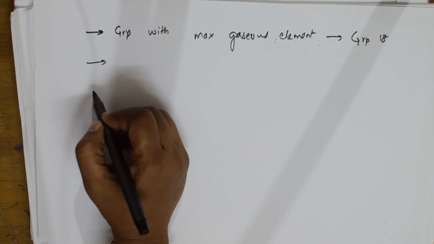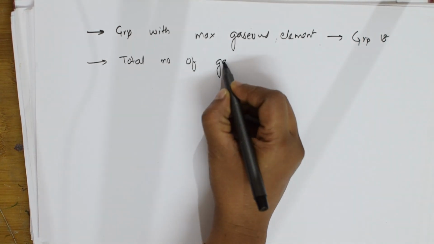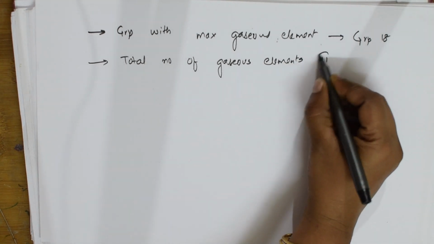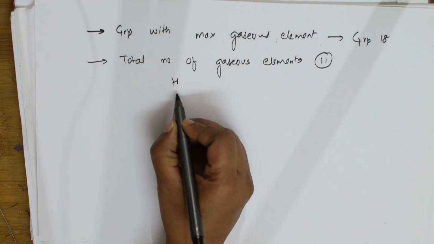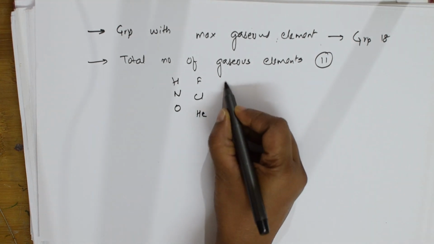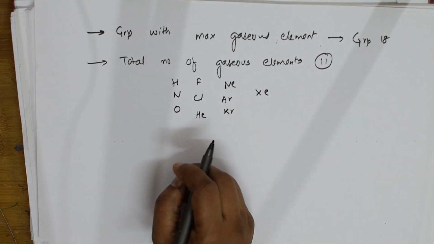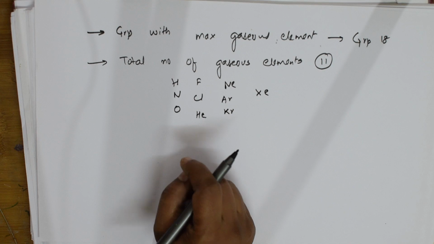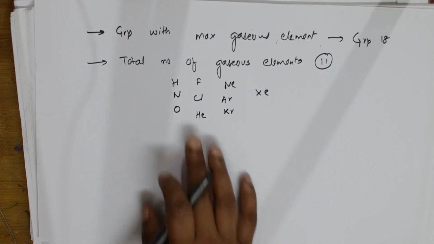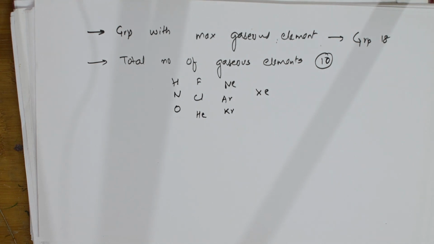Right. Next, what are the total number of gaseous elements in periodic table? Basically 11 gaseous elements are there. What are they? Hydrogen, nitrogen, oxygen, fluorine, chlorine, helium, neon, argon, krypton and xenon. Right, students? Yes. Okay, how many did I write? 3, 6, 9, 10. Okay, 10. I'm sorry.